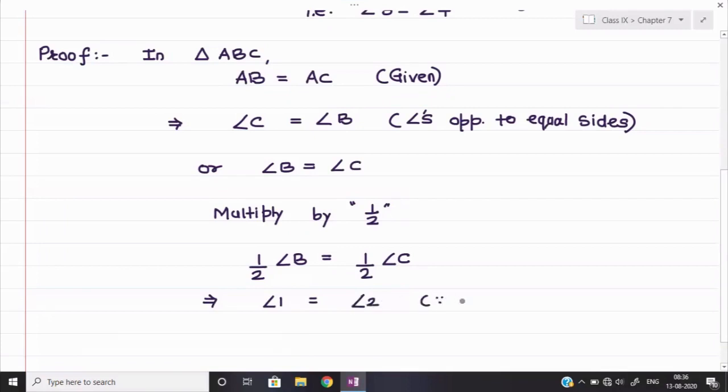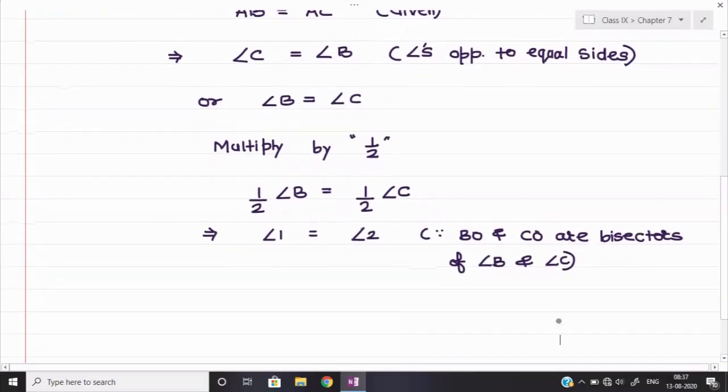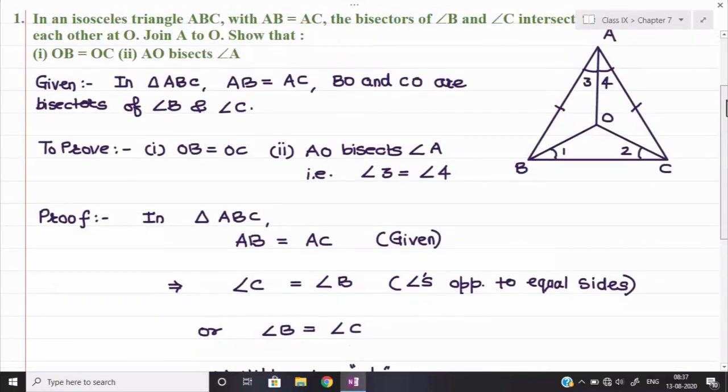Here we can say, since BO and CO are bisectors of angle B and angle C, angle 1 and angle 2 are equal. So again look at the main figure, because with the help of this we shall achieve our first part. Look at the triangle OBC. Now only look at the triangle OBC.